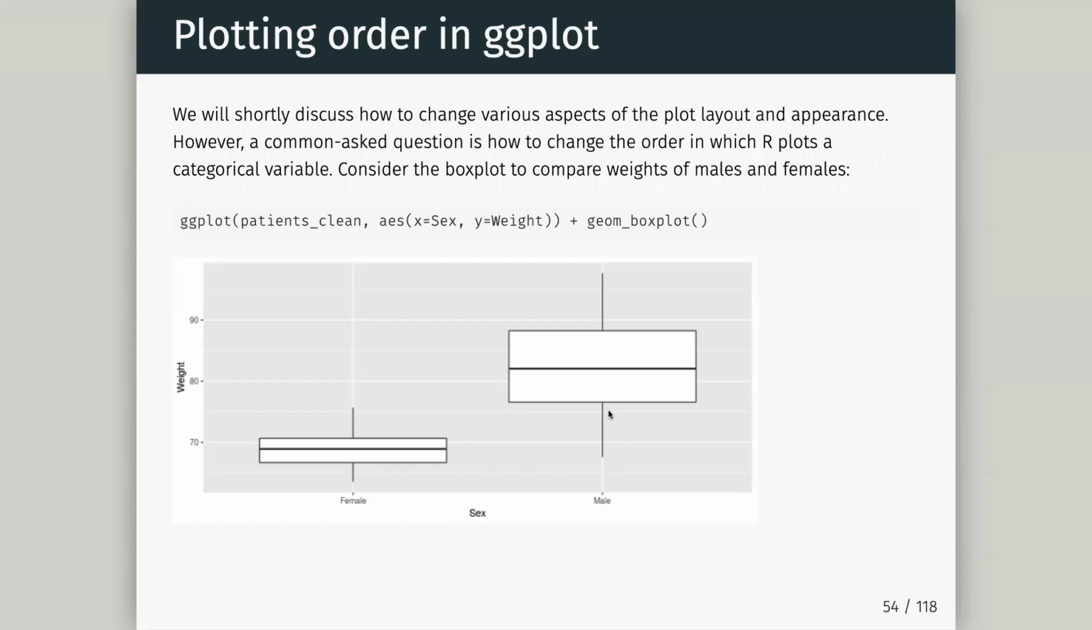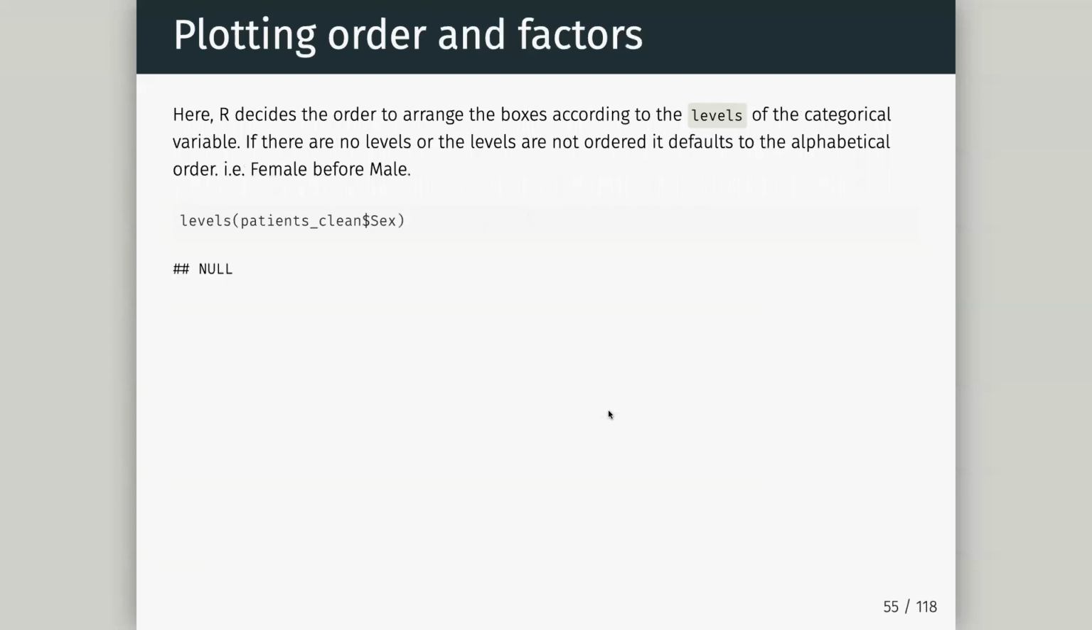So here again, we do a box plot. I'm doing X is sex, Y is weight. Not just the legends, but the order in the box plot. Female came first, male came second. And again, just by looking at it, you would guess this is to do with alphabetical. Well, that's not a great slide.